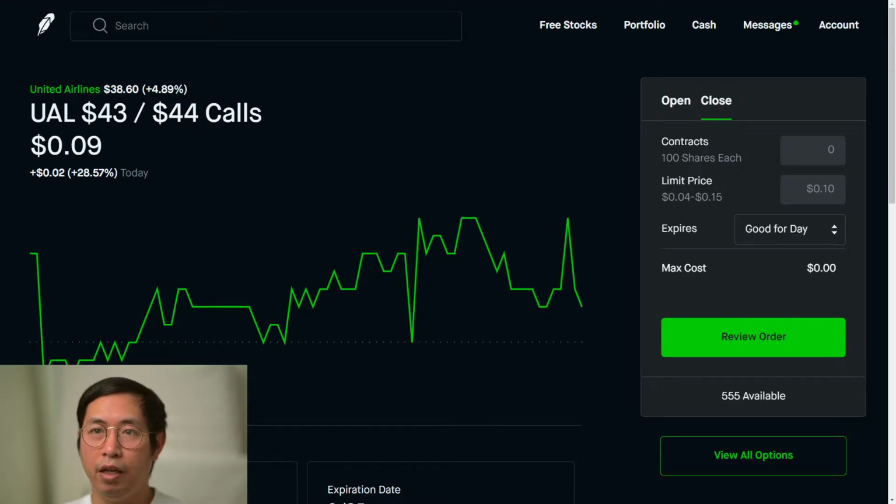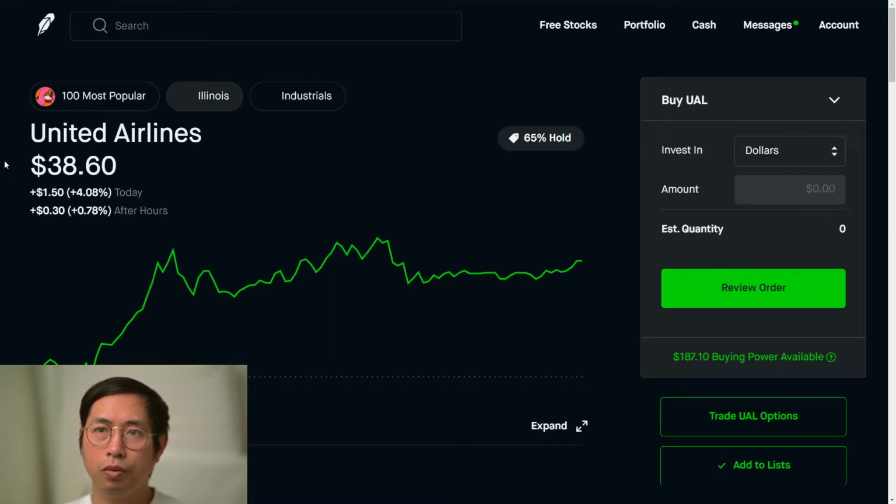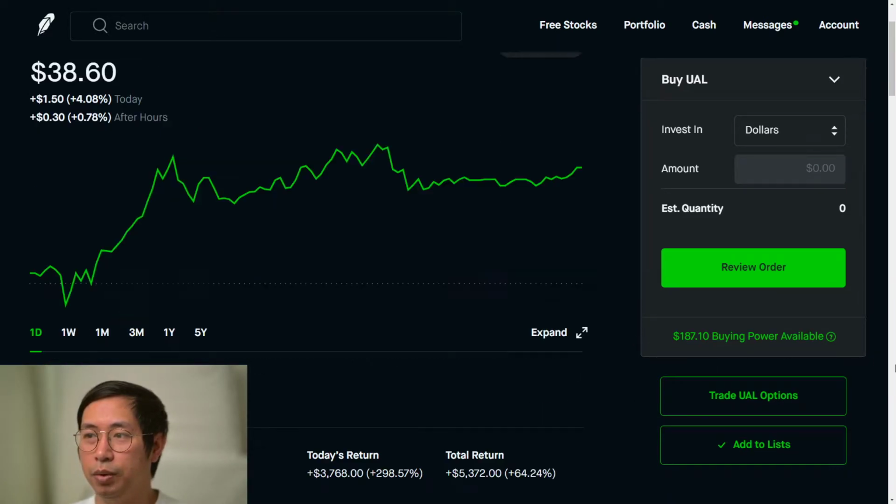So take United Airlines, for example. Right now, United Airlines is at $38.60. And let's say that you're very confident that United Airlines is going to stay above a certain price by a certain expiration date. For example, let's say that right now it's at $38.60, right? But I'm going to think that next week it's going to stay above $32. Just an example. Go here to trade UAL options.